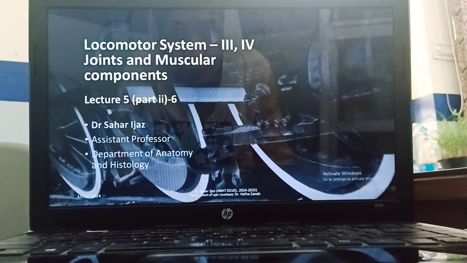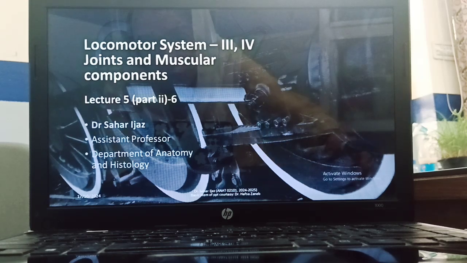This is our lecture number 5, where we have to cover the second part of arthrology and the first part of myology. So it is still the locomotor system. The third part has to be finished and the fourth part has to be started here. The third is about the joints and the fourth is about the muscular system. We had started arthrology in our previous lecture.